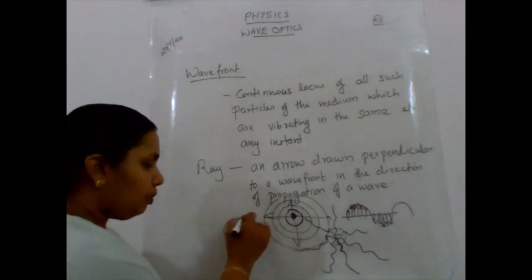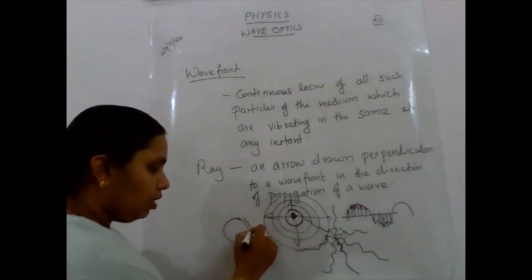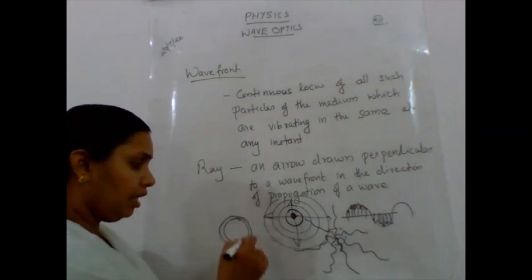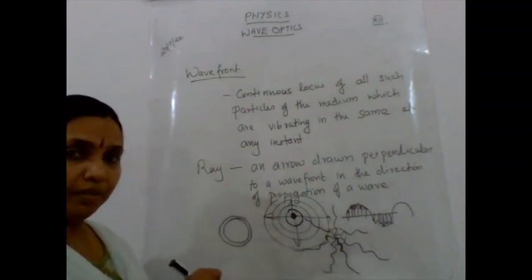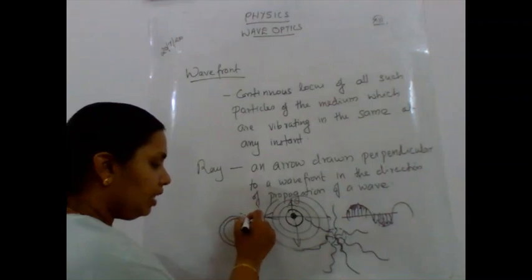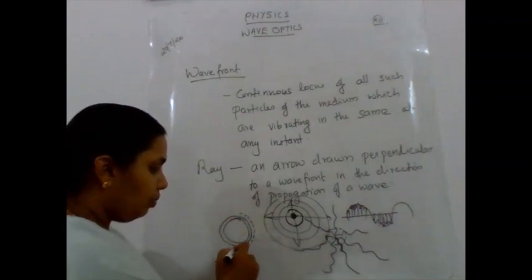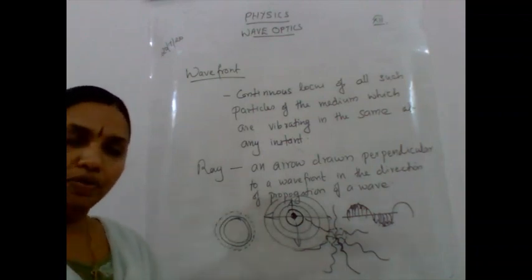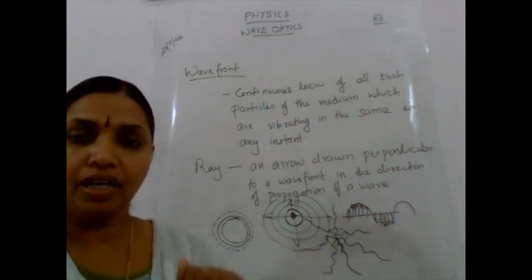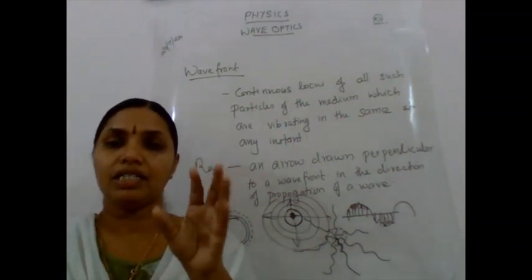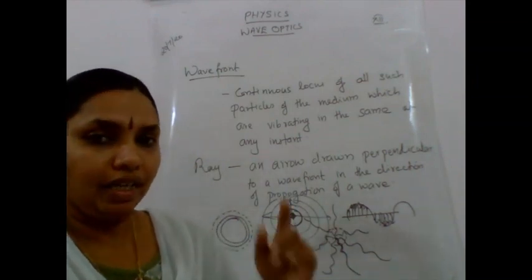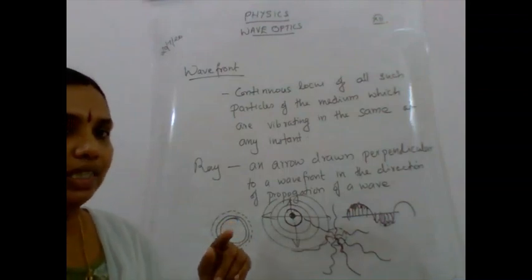So the next point, if I am joining, there all the particles are vibrating in some other state, it won't be the maximum, it will be the minimum. It is vibrating in the downward direction, isn't it? So I am joining all the particles which are at the same state of vibration. So we will get a, what is it?